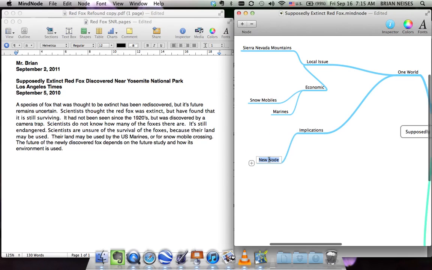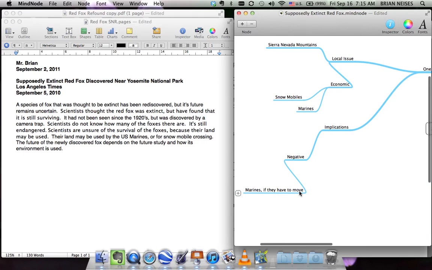Well, one of the negative implications might be for the Marines. If they have to move, then they're going to have to spend lots of money to move. Okay, so if the Marines have to spend lots of money to move, that will become expensive. As well as the snowmobiles, if they have to move or if they can't build there, then those people might actually lose money. Okay, they might not have to spend more, but they might lose the opportunity to spend money.